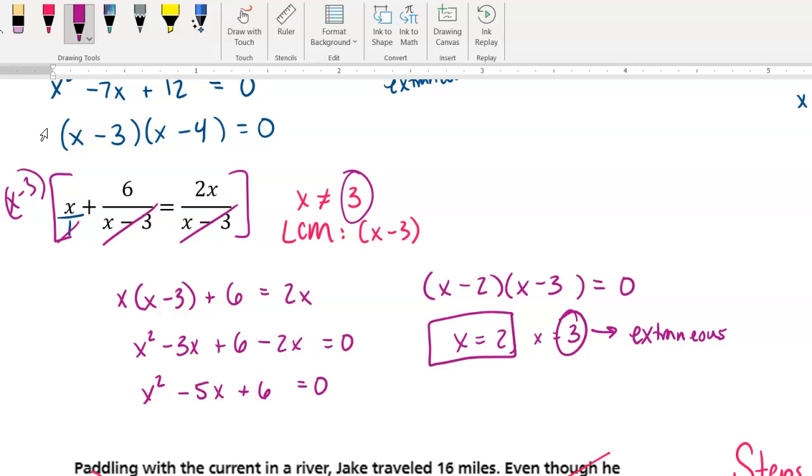So hopefully now you have a better idea how to solve a rational equation by using the least common multiple and using the restrictions to identify extraneous solutions. So good luck now as you work on your assignment.